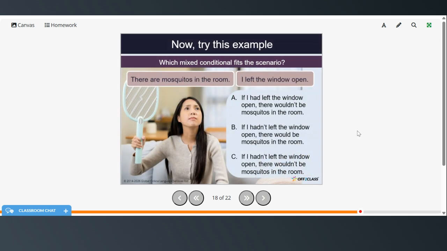Now try this example. Which mixed conditional fits this scenario? There are mosquitoes in the room. I left the window open. So C would be the correct answer. If I hadn't left the window open, there wouldn't be mosquitoes in the room.